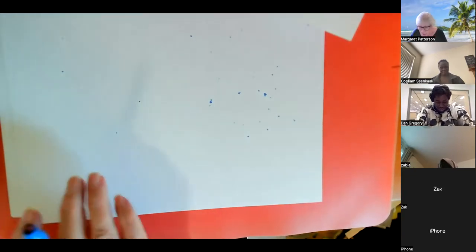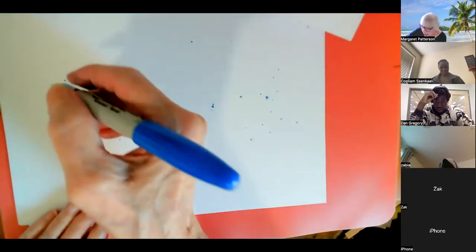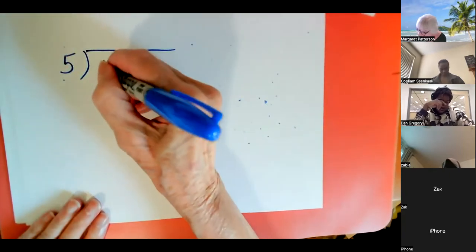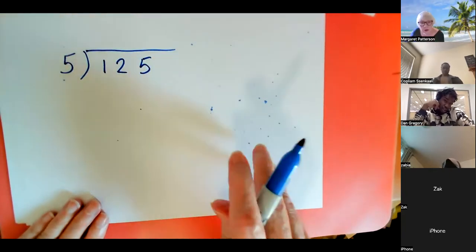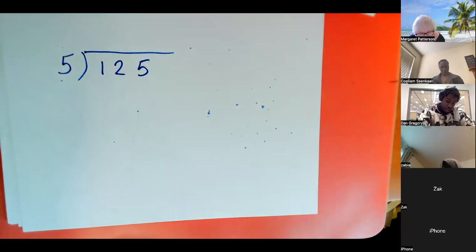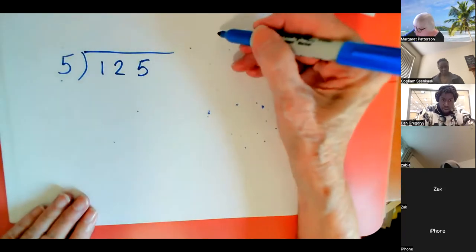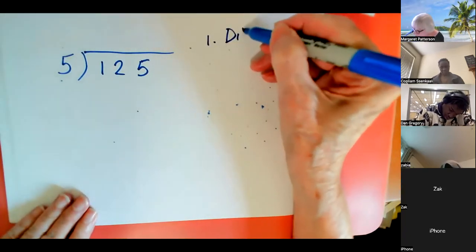Okay, now we want to do division. I don't know how much trouble you've had, but you need to be able to do a little bit of this by hand. I don't know if you realize there are 4 steps in division, and when things go wrong, it's probably because you missed a step. The first step is divide.